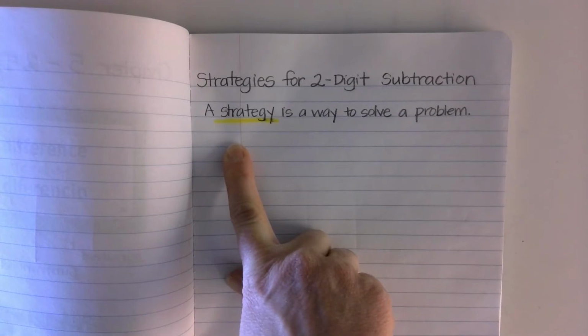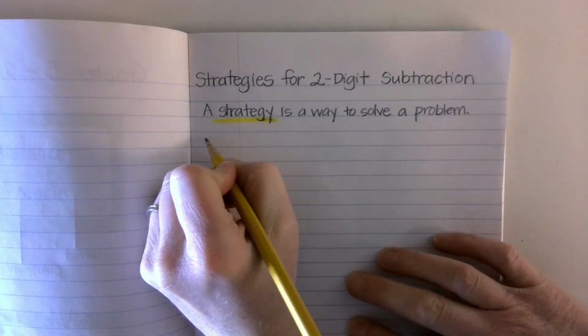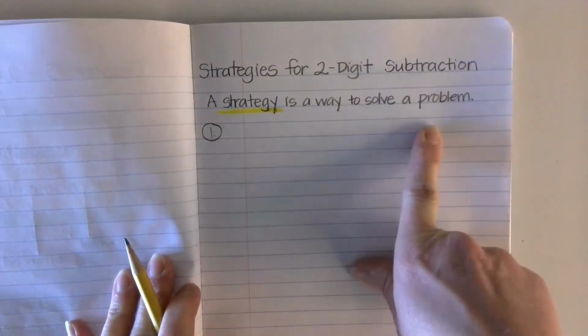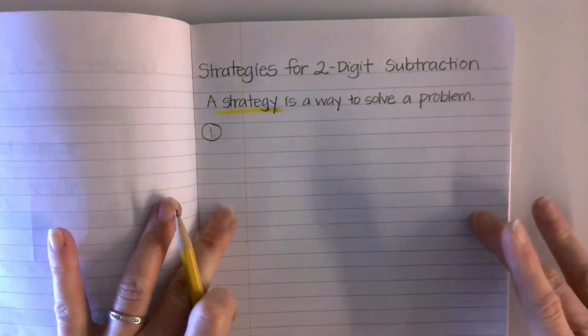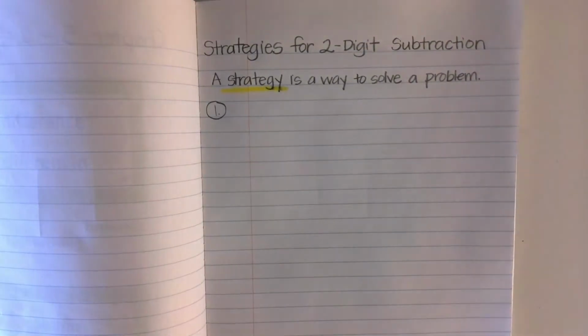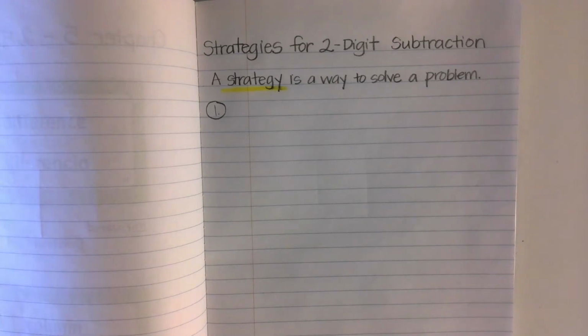Then I'm going to skip a line and put 1, and again I'm starting over here next to the fold so I have room to write, because we're going to be gluing in some stuff down here. We want to have plenty of room for everything. So the first strategy is what we talked about yesterday, and it is when we break apart ones to subtract.